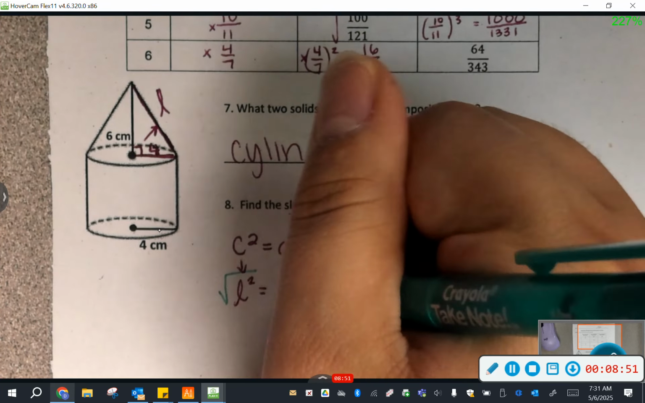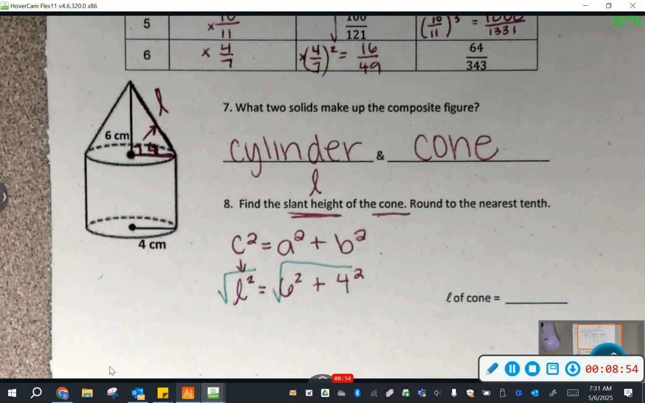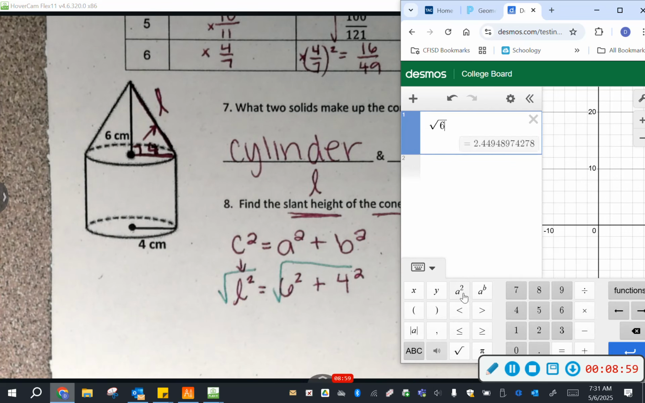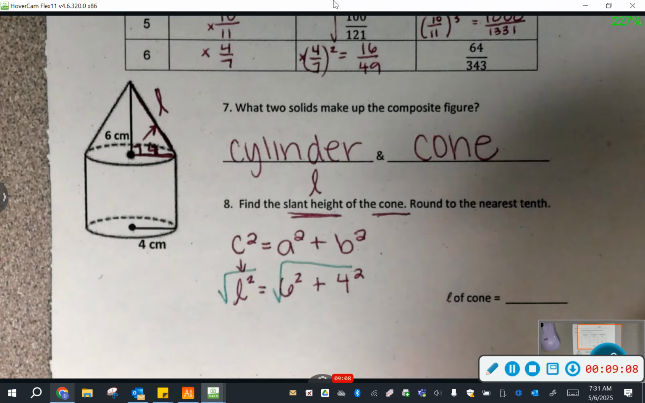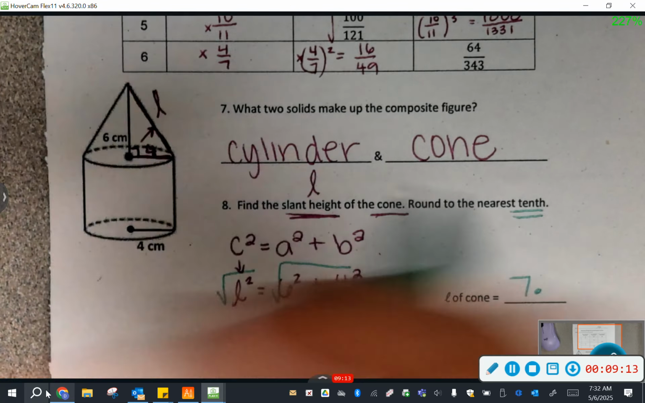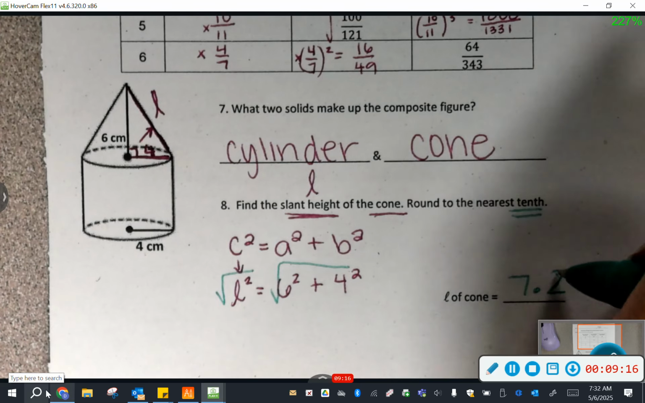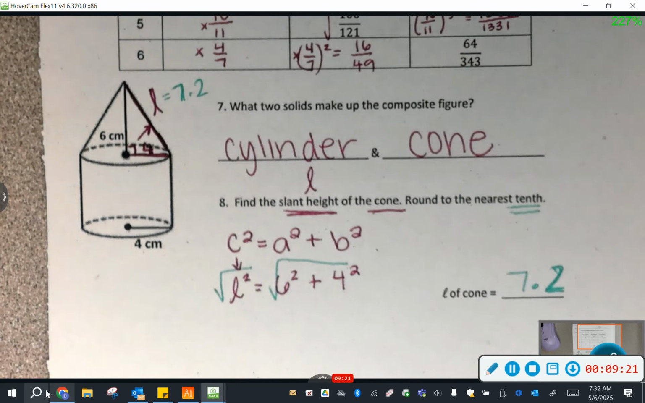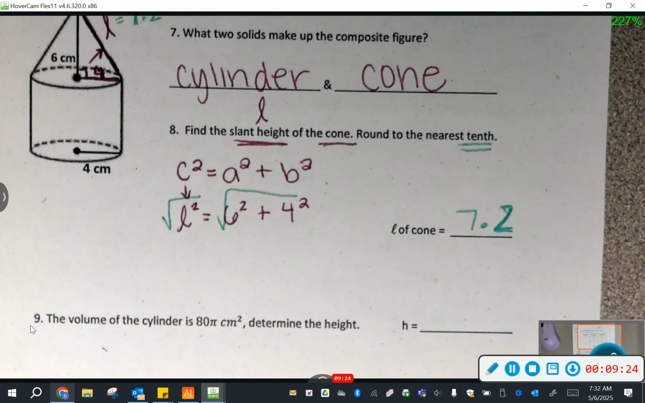And what is that going to give me? I don't know. So the square root of 6 squared plus 4 squared is, and it says on here round to the nearest tenth. Tenth is 1 decimal place, so that was 7 point, what was it? 2? 7.2 is my slant height. Cool. What questions do I have?